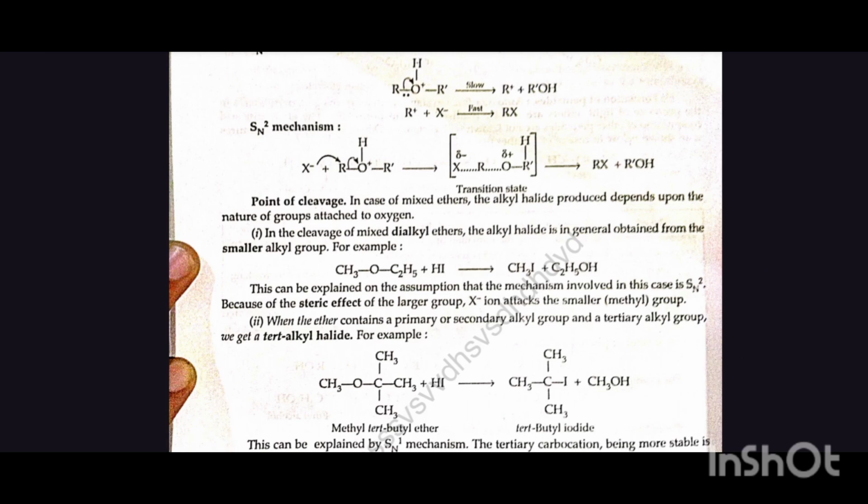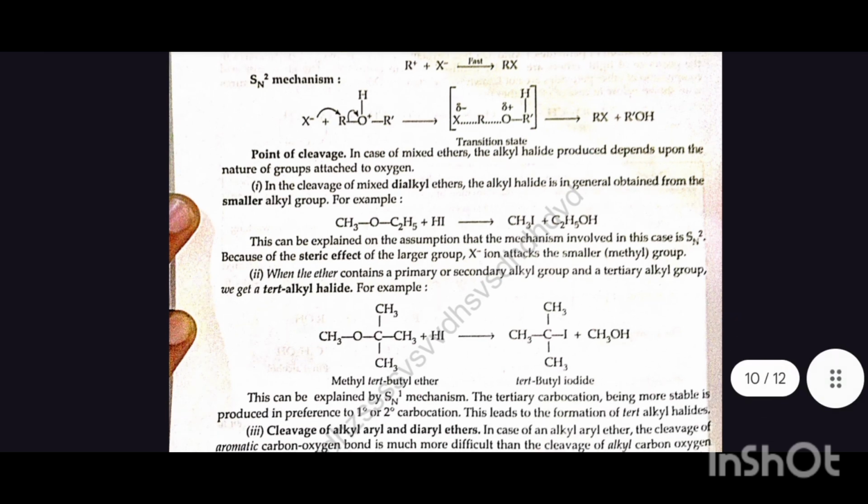Point of cleavage. In the case of mixed ethers, the alkyl halide produced depends upon the nature of the groups attached to oxygen. First, in the cleavage of mixed dialkyl ethers, the alkyl halide is in general obtained from the smaller alkyl group. For example, CH3OC2H5 plus HI gives CH3I plus C2H5OH.